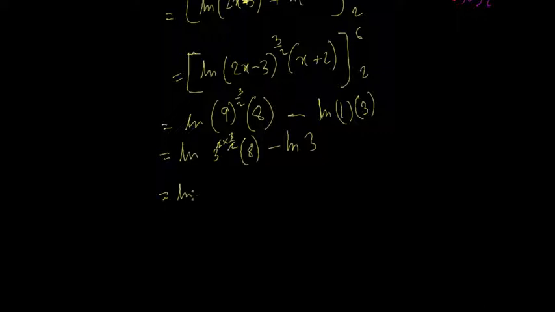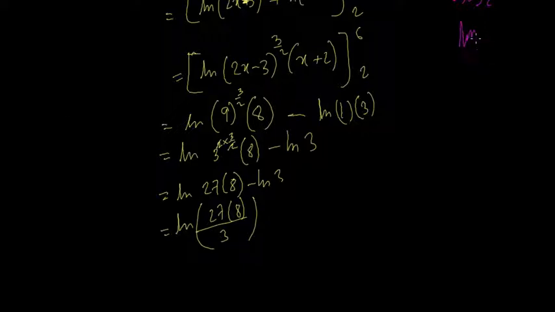So this is ln 3 cubed, which is 27, into 8, minus ln 3. So we can write ln 27 into 8. Log a minus log b is division. So now we cancel, and this is ln 27 into 8 by 3. The division rule is this: log a minus log b, you write log a by b. This is the rule from C2.